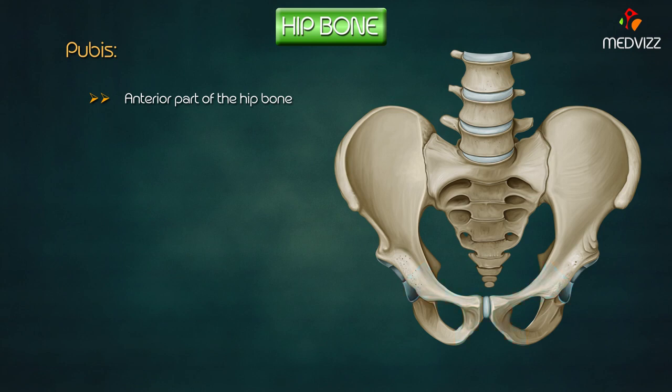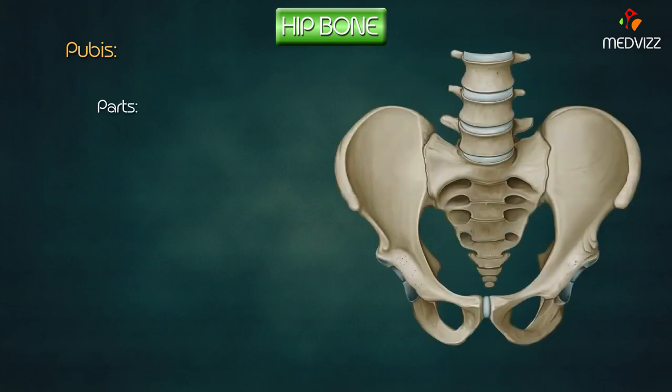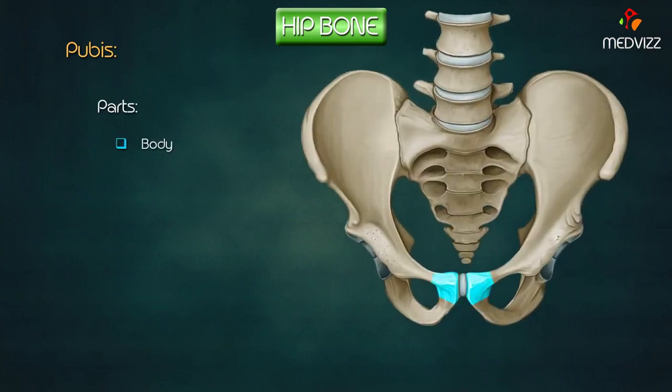Pubis. It forms the anterior part of the hip bone and articulates with the opposite bone forming the symphysis pubis. It also forms the anterior 1/5 of the acetabulum. Parts: body, superior ramus and inferior ramus.